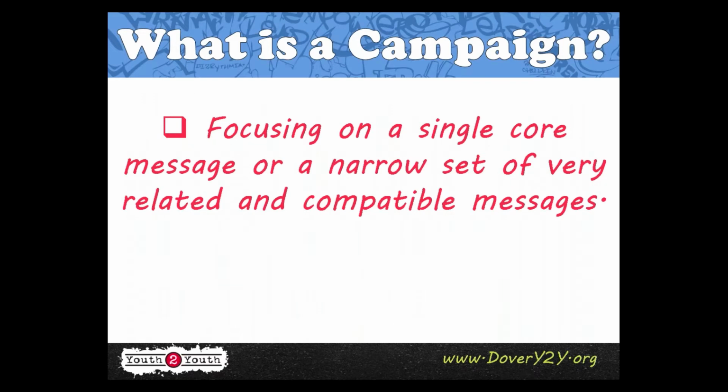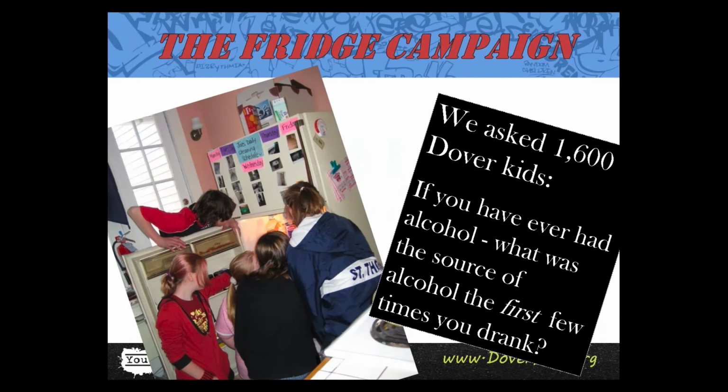An example of a campaign that we've done in the past is our Fridge campaign. This campaign was used to make parents aware that they needed to control the alcohol in their home in order to keep their kids from drinking it. In order to start this campaign, we first had to do some research.